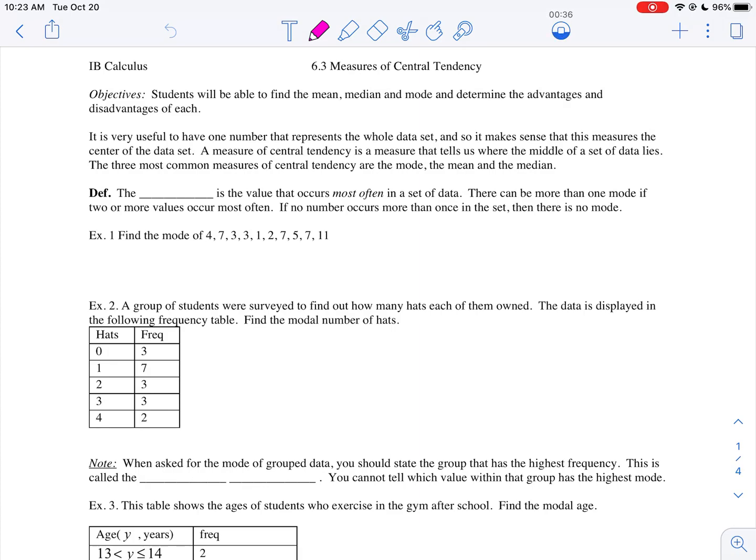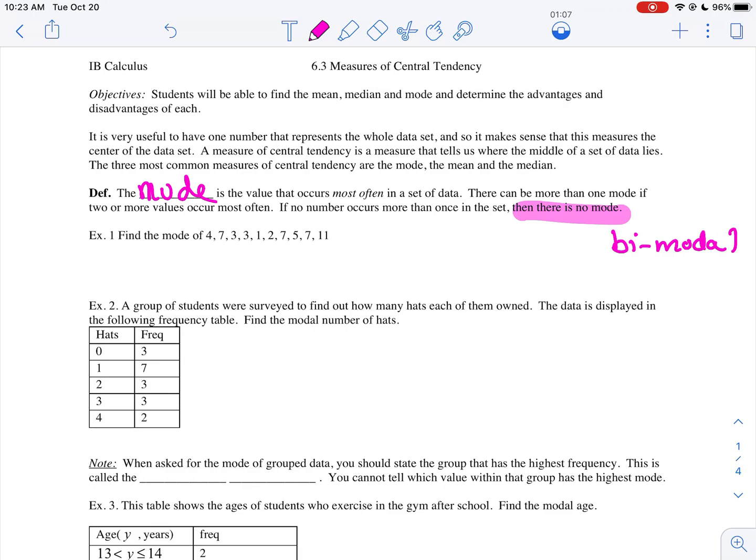The mode is the value that occurs most often. So I think of MO, mode, MO, most often. There can be more than one mode if two or more values occur most often. If no number occurs more than once in the set, then there is no mode. If there are exactly two modes, we call it bimodal. Okay, if there are two modes, exactly two.